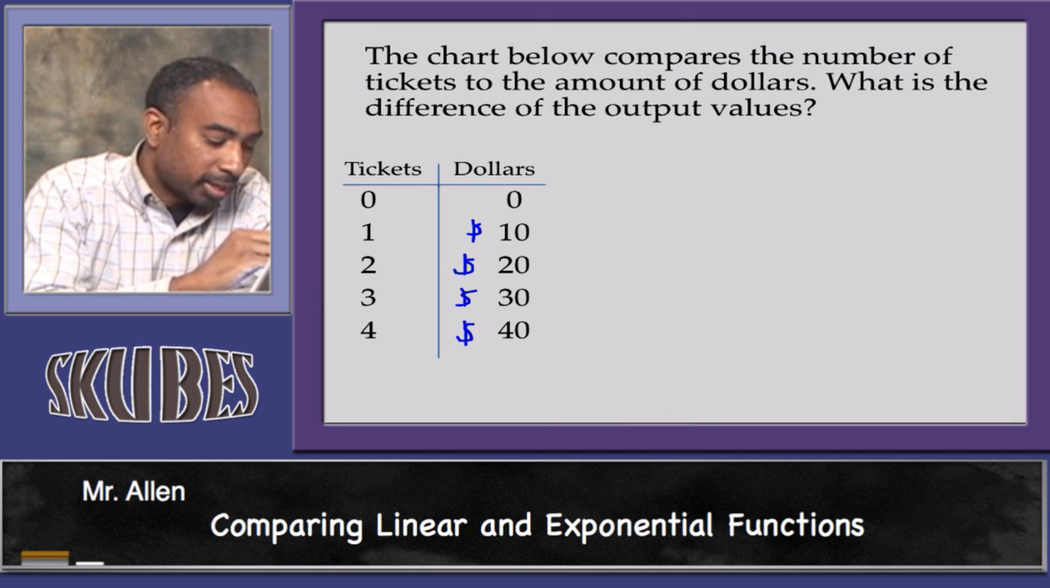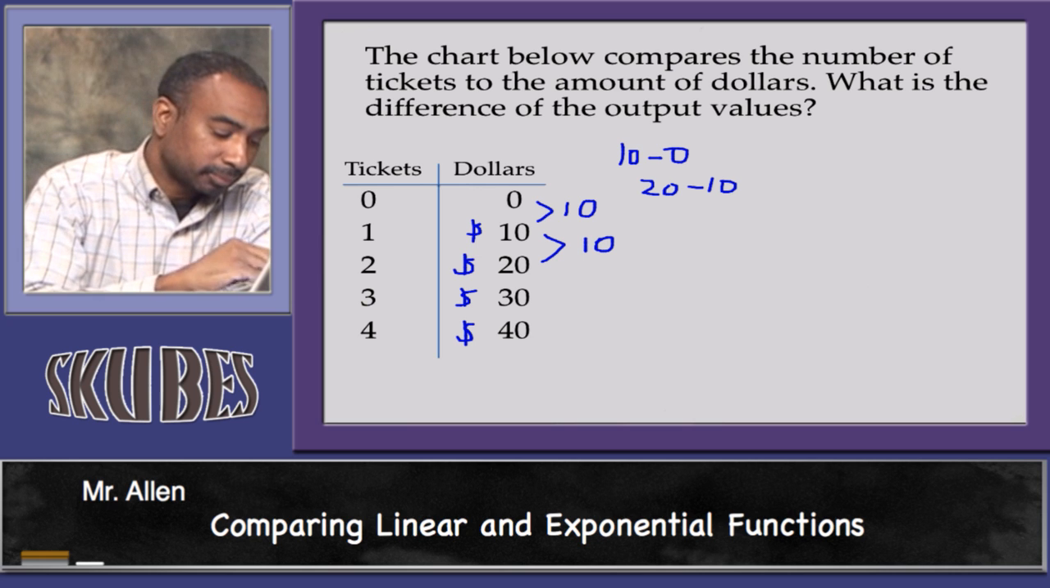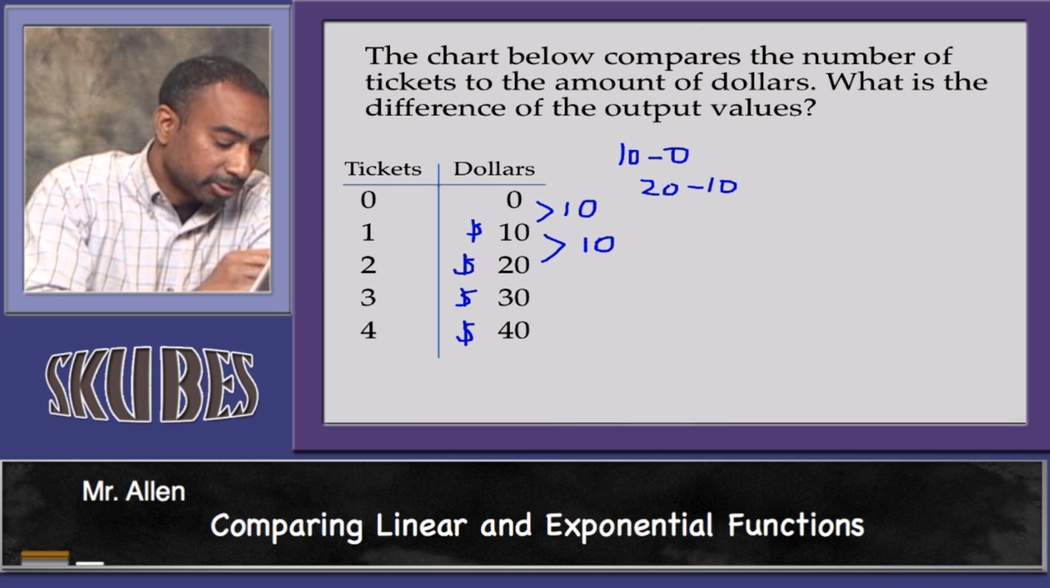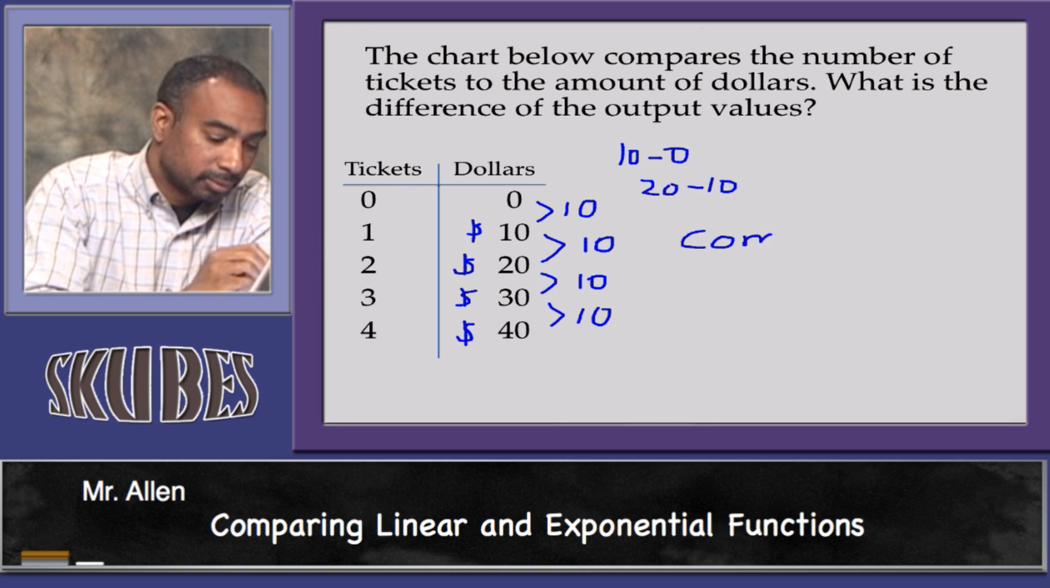So if you subtract 0 from 10, you get 10. But if I subtract 10 from 20, I also get 10 back. If I subtract 20 from 30, I still get 10. So I notice there's a common difference of 10.